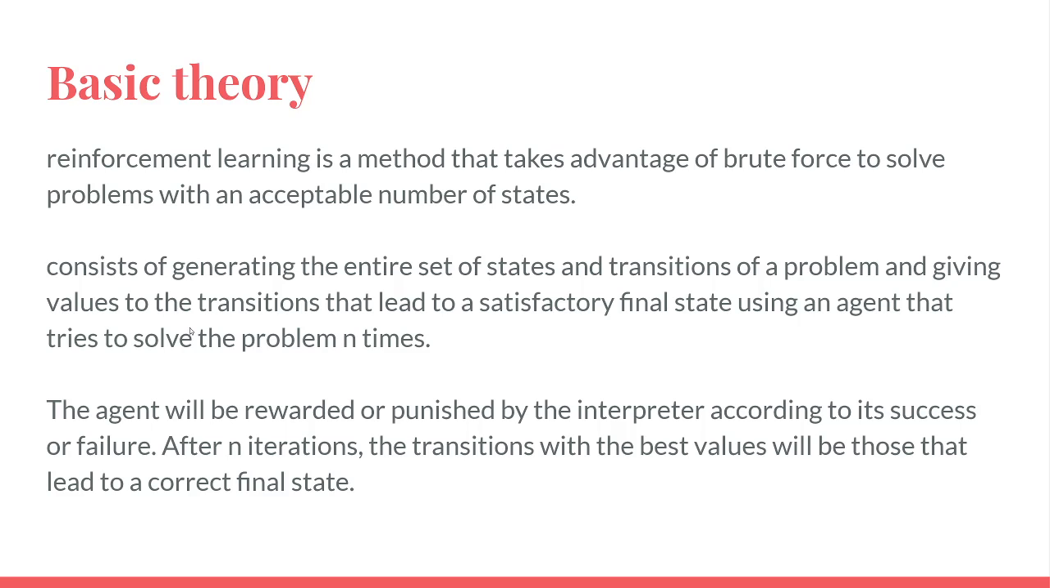This algorithm combines heuristics with brute force, and it can be used to solve any problem that can be specified using a reasonable number of states. It has three main components: the ambient, the agent, and the interpreter. The basic idea is to train the agent to take the correct actions by punishing or rewarding it. The actions that are rewarded are more likely to be done again. When the training is done, the agent should take the action that will lead to the goal.